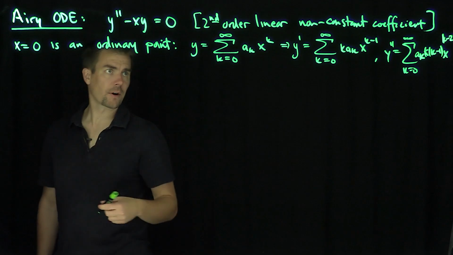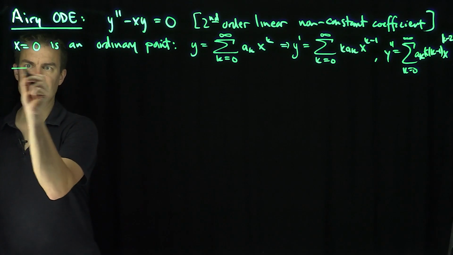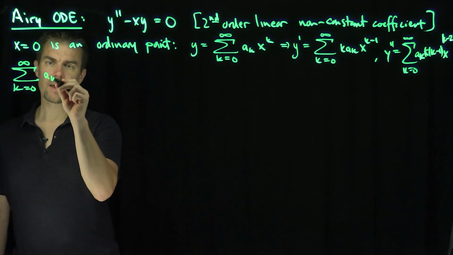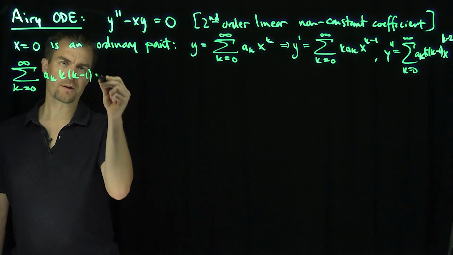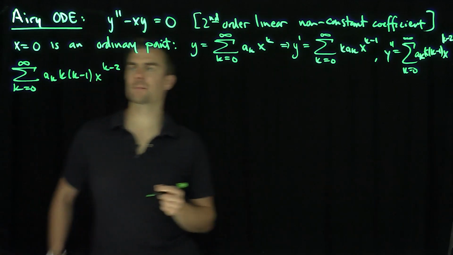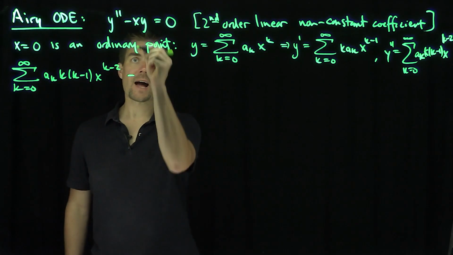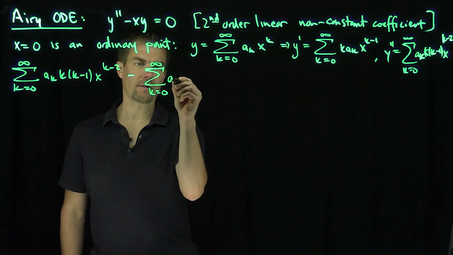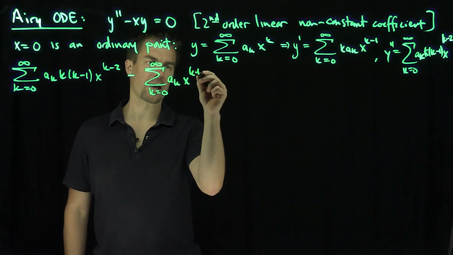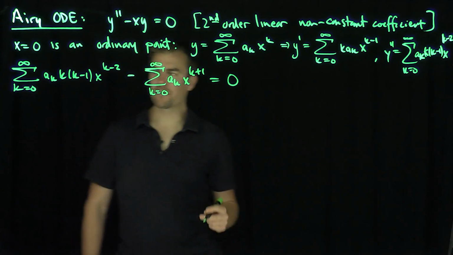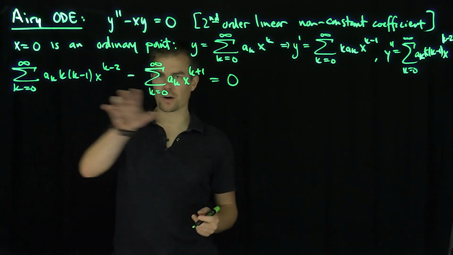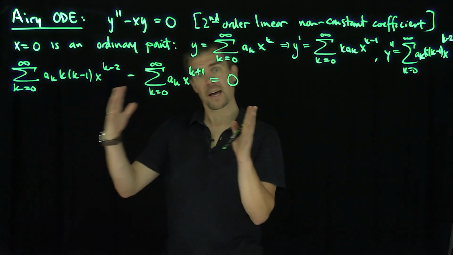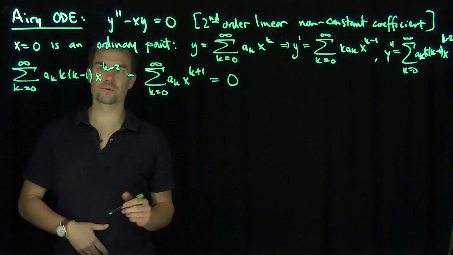And now we feed this into the differential equation. So my y double prime becomes the sum, k goes from 2 to infinity of a_k k(k minus 1) x to the k minus 2. That's my y double prime. And then minus x times y is minus the sum, k goes from 0 to infinity of a_k x to the k plus 1, and that's equal to 0. Now I have two series that are out of sync with each other. The indices are in sync, but the powers are out of sync. So I have to put the powers in sync, and then shift and equate the coefficients. So let's do that.